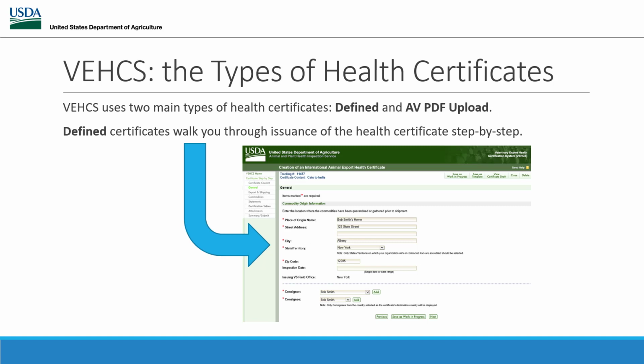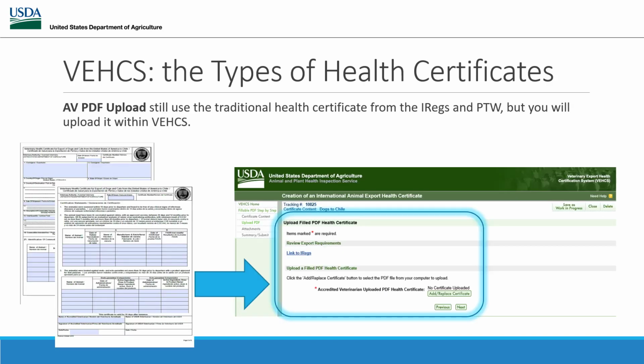Once you've registered and logged into VEHCS, you'll see there are two main methods for issuing health certificates: defined and AV PDF upload certificates. The VEHCS defined health certificates walk you through the process of issuing a health certificate, step by step, as seen here. Whereas the AV PDF upload certificates will appear familiar, since it uses the traditional paper health certificates from the IRegs and PTW, but turns them into an electronic health certificate once you've completely issued and uploaded it into VEHCS, as seen here.